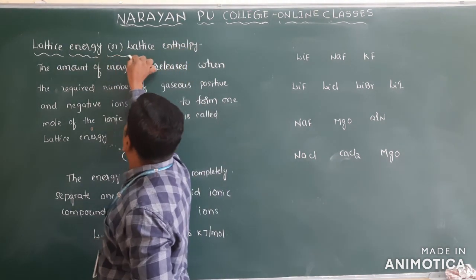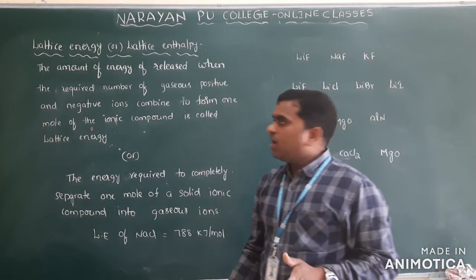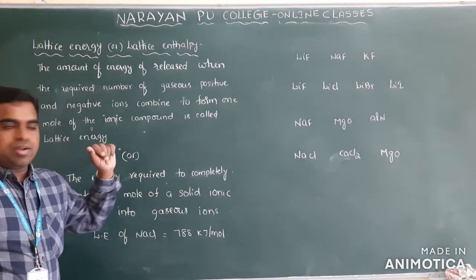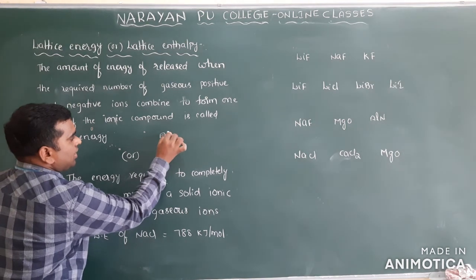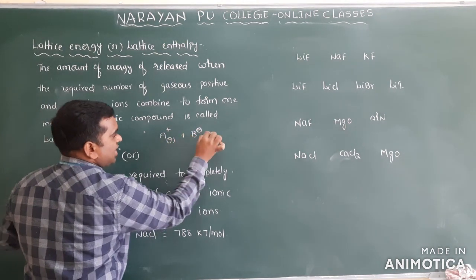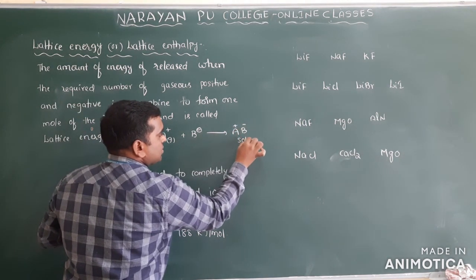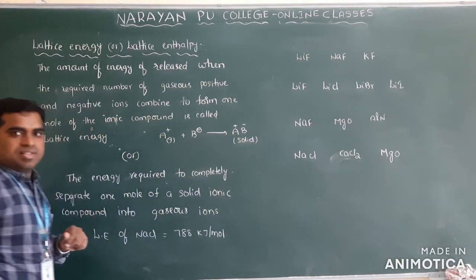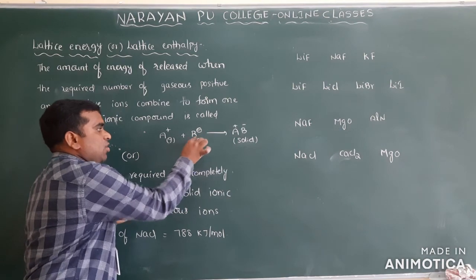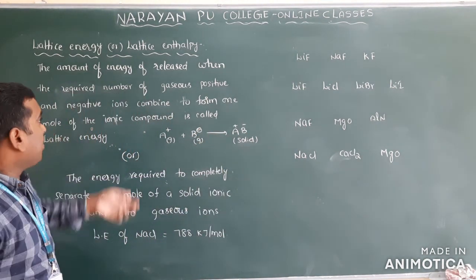Okay. So here we have two definitions for lattice energy. One is in the formation of an ionic bond. A plus gaseous ion and B minus gaseous ion combine, and it gives AB, a solid ionic compound. Both are gaseous ions, they combine, and it gives one compound, that compound will be called an ionic compound.